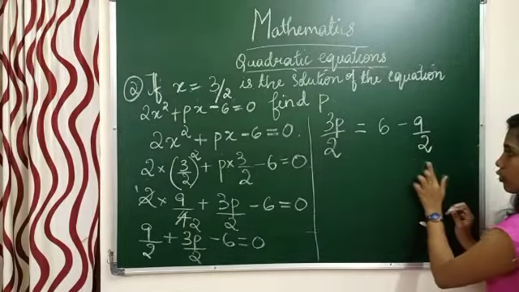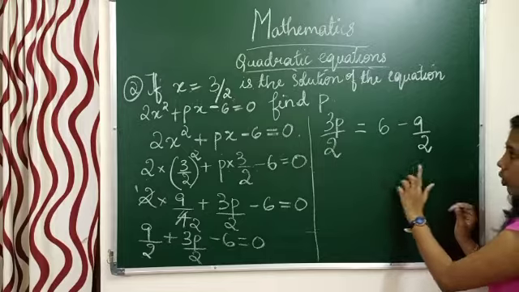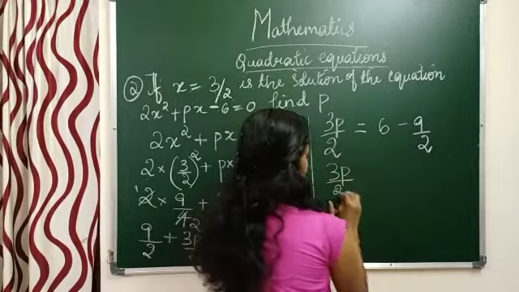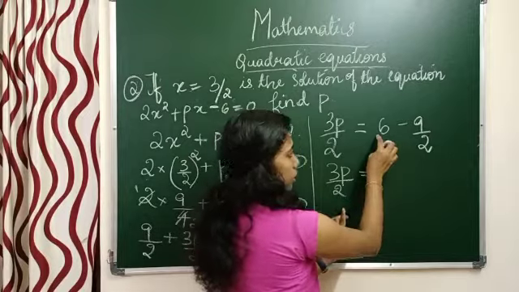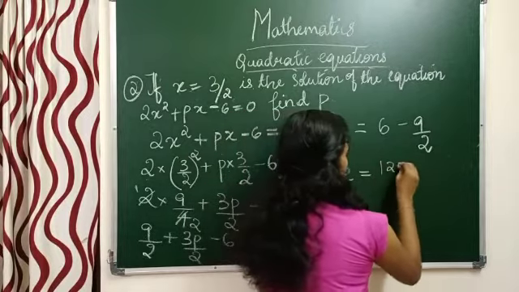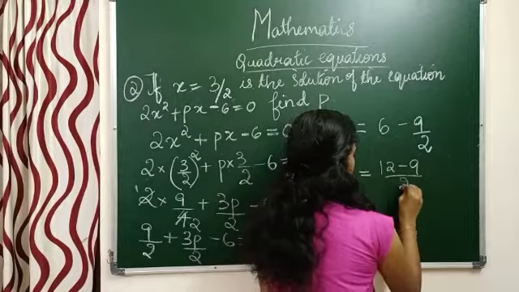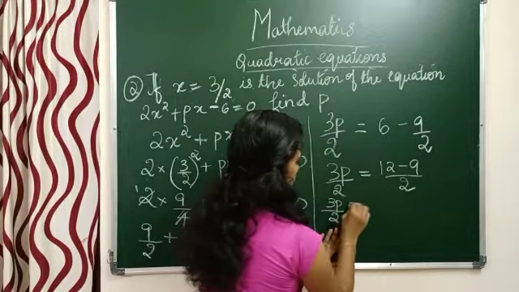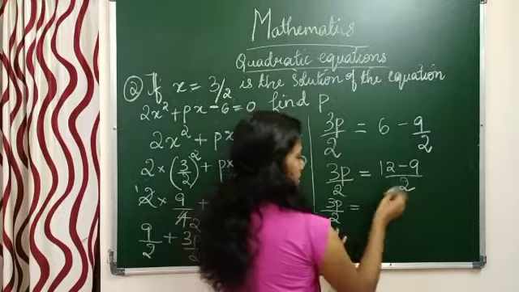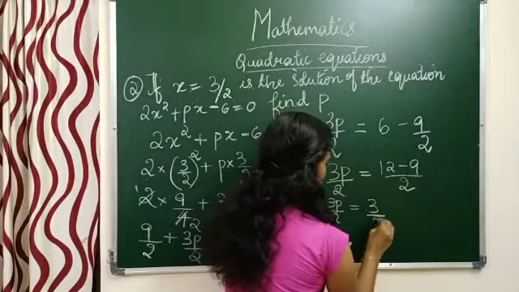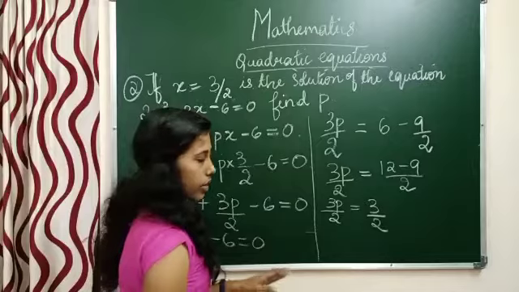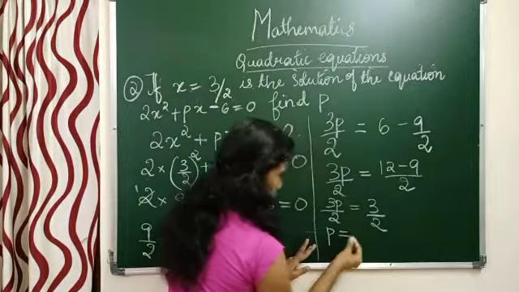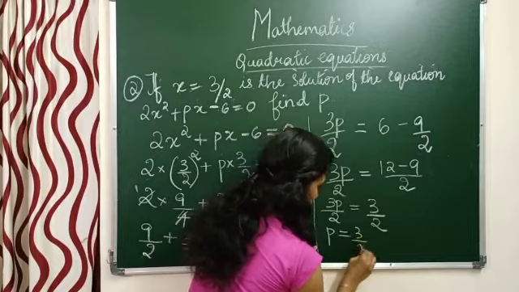Here we have to do LCM and solve it. So it becomes 3p by 2 is equal to 6 into 2, 12 minus 9 by 2. Then 3p by 2 is equal to 12 minus 9 is 3. That is 3 by 2. Here we have to find the value of p. That is p is equal to 3 by 2.